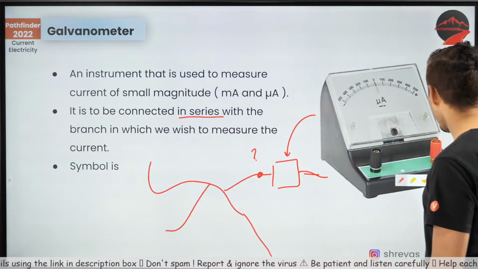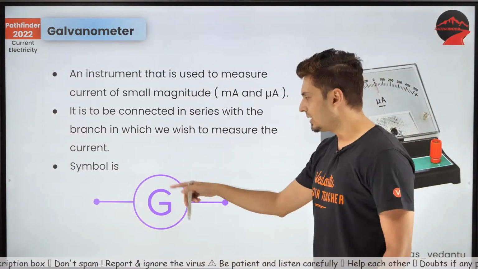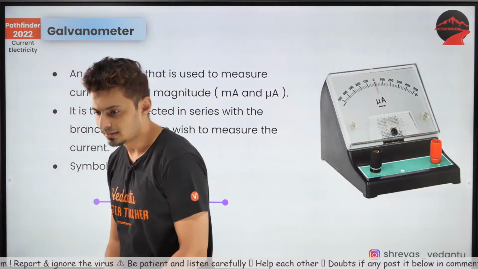That's what it says. Great. And the symbol for that is the standard G with a circle around it, and the two terminals are shown on the sides. Yeah, that's how it is.